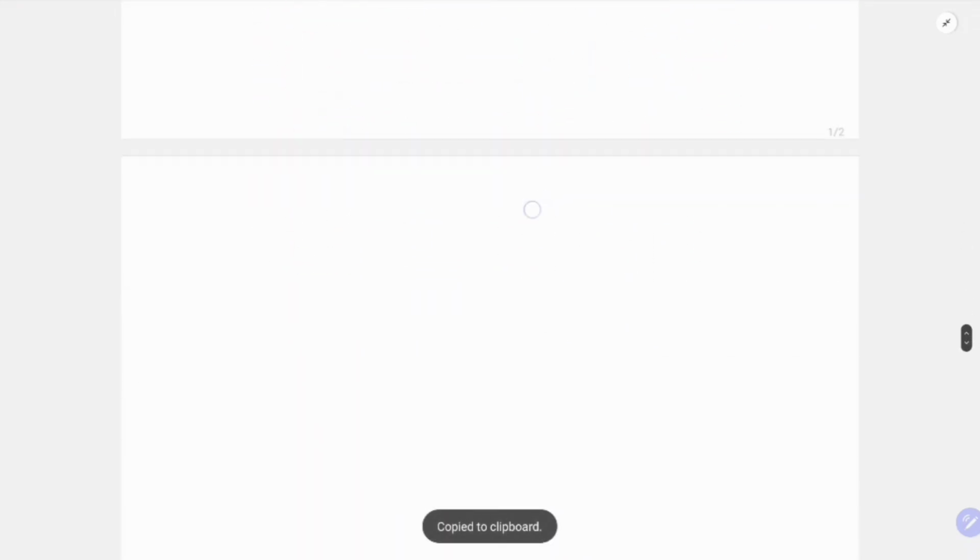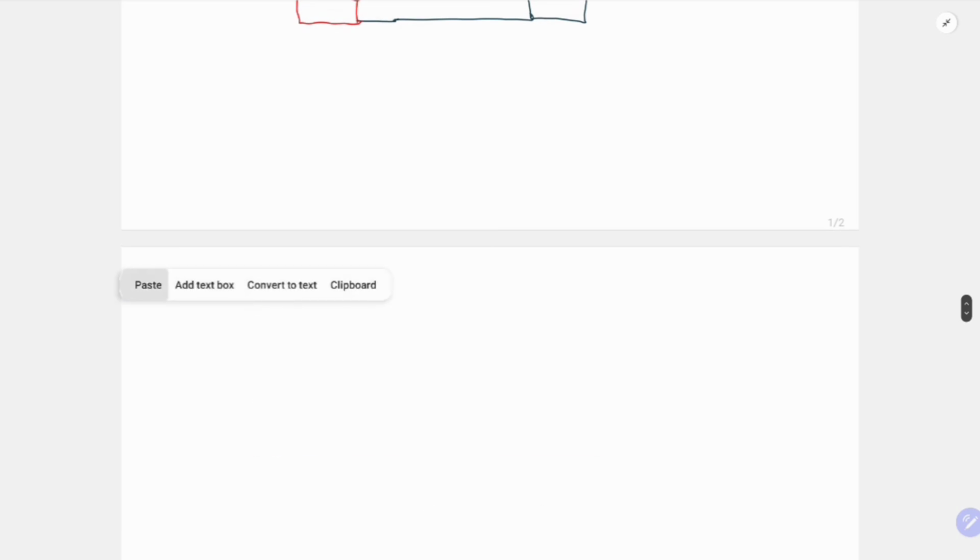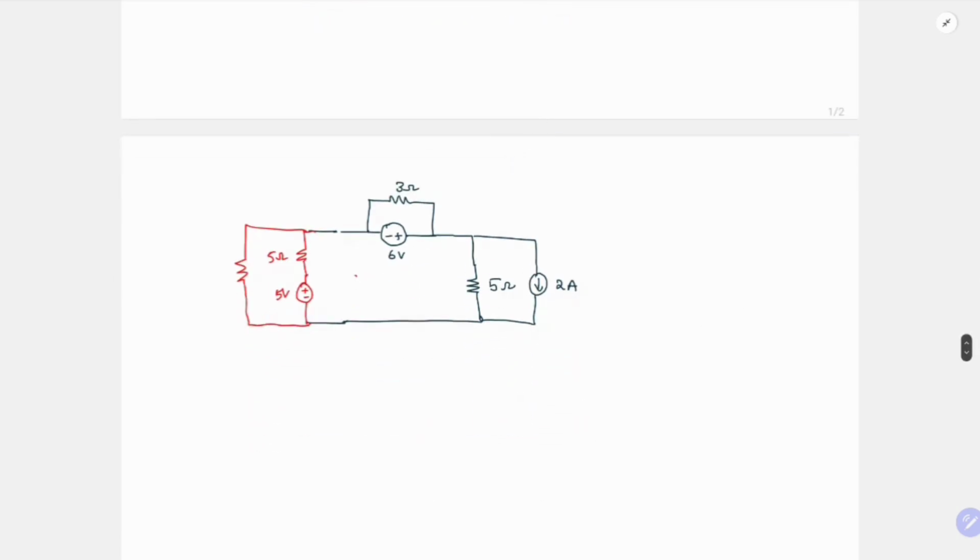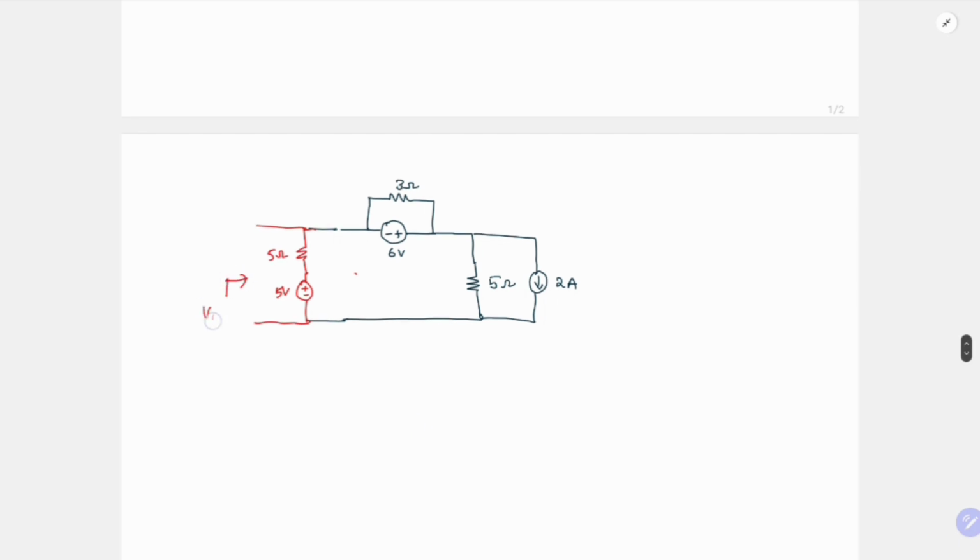So let us take this. Let us first find the VTH looking into this node. We can also assume this as ground. Let us assume some I is flowing here. So the same I will flow here, and here this 2 ampere is flowing. So here I minus 2 will flow.